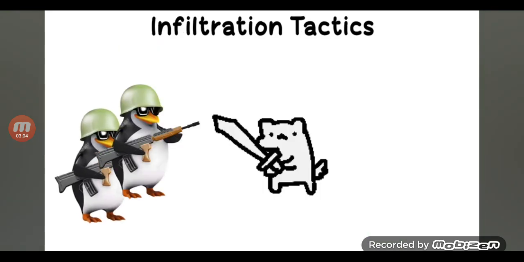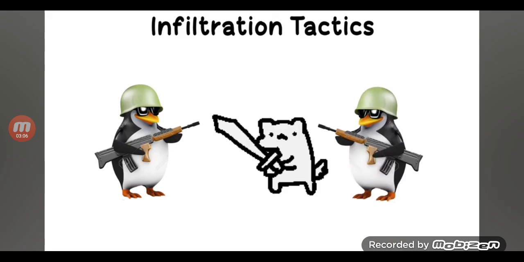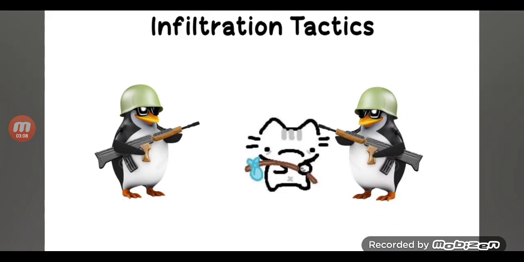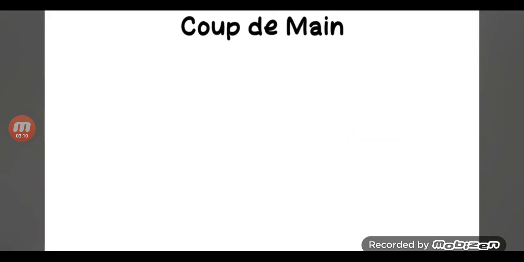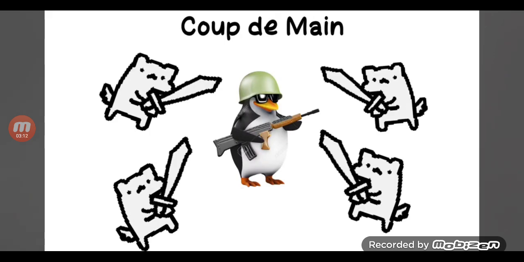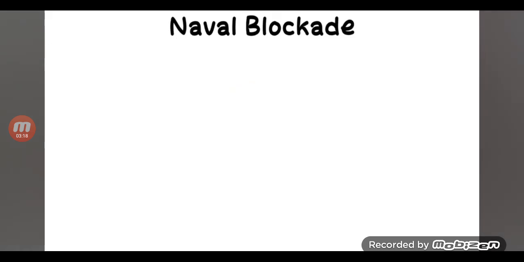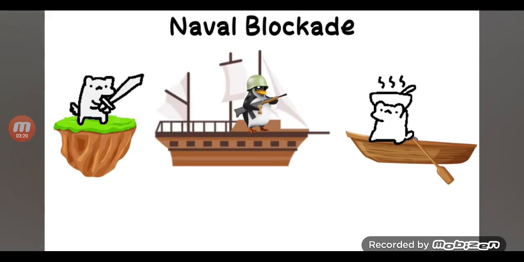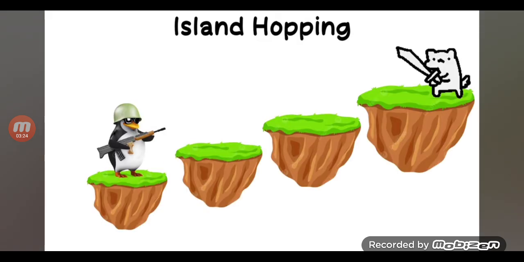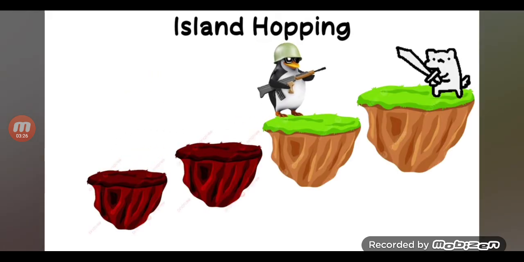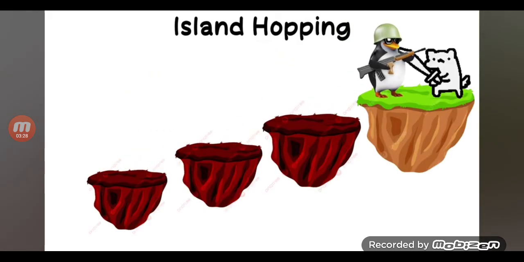Infiltration tactics, sending small, lightly equipped forces behind enemy lines to disrupt and sabotage operations. Coup de main, a swift, decisive attack aimed at quickly achieving a victory, usually by targeting key positions or leaders. Naval blockade, using naval forces to cut off maritime trade and supplies to an enemy. Island hopping, capturing one island at a time, gradually moving closer to the enemy's main stronghold.